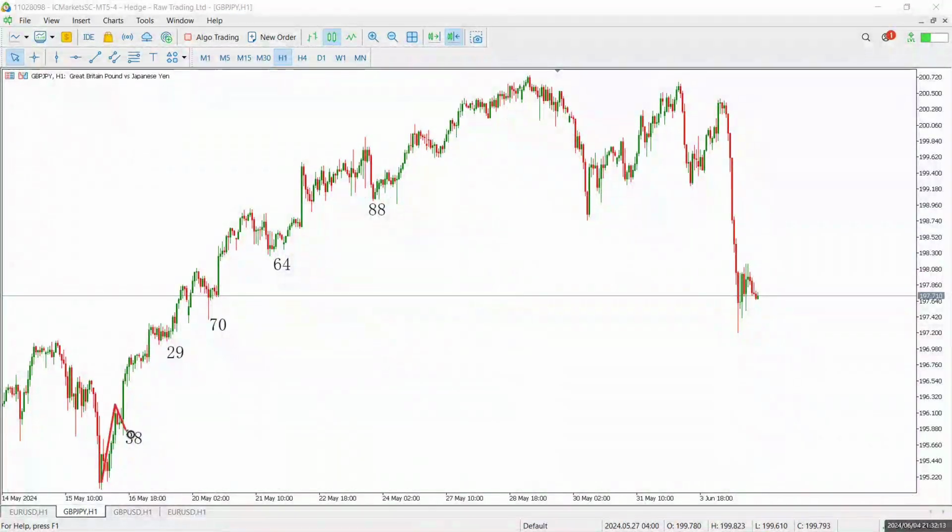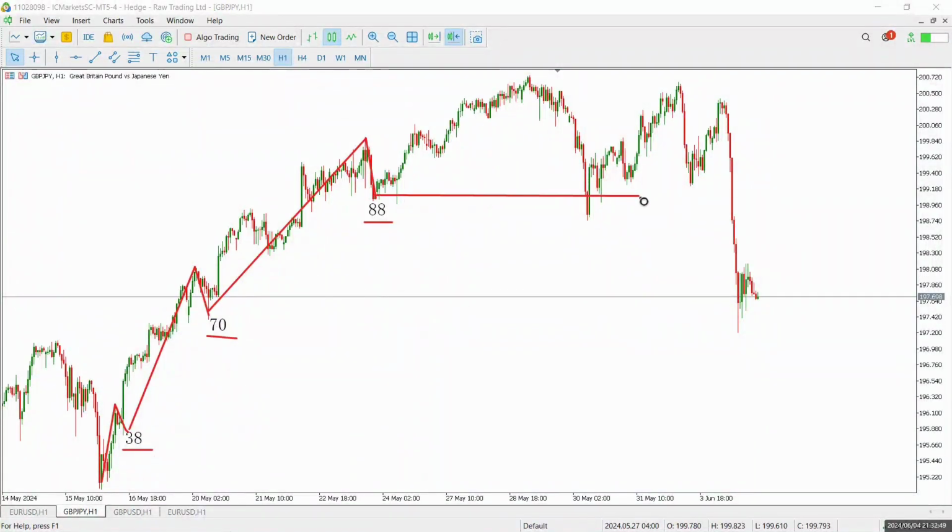Now we can see price started on small fractals of 38 pips. Then we saw price went to 29 pips, but because there's a 70 pips ahead of it, we're going to take the 29 out and say price went from small fractal to a big fractal at 70 pips. After 70 pips, we saw a smaller one at the head of it, 64 pips, but price eventually went to make 88 pips. So we're going to take the 64 out and say price went from 70 pips to 88 pips. You can see the progressive fractals.